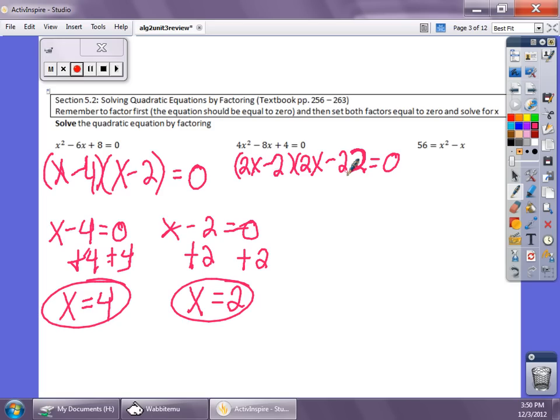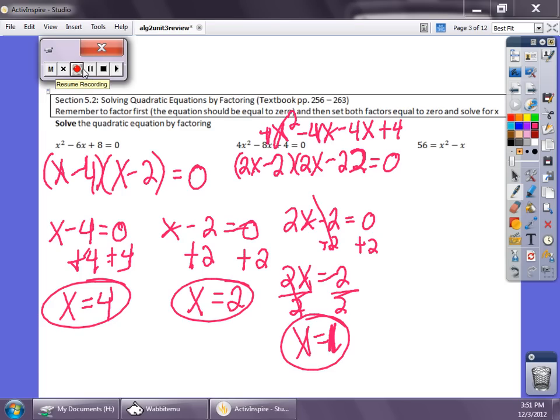If you check your FOIL step, it FOILs back out to 4x² minus 4x minus 4x plus 4, and then if you combine your like terms, you get -8x. You only need to set one of those factors equal to 0 because they're both the same. So I solved for x, and I got x is equal to 1.